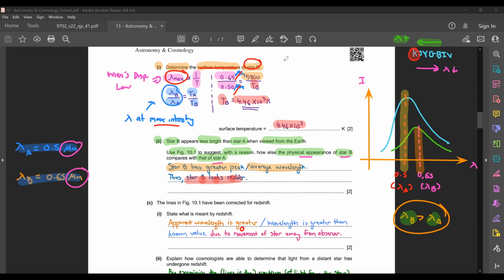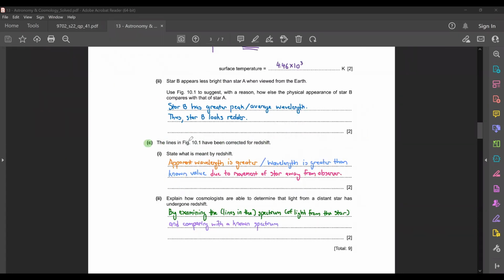All right. Now, moving on to the last part of your question in part C, the lines in figure 10.1 have been corrected for redshift. State what is meant by redshift. Redshift is where the apparent wavelength observed is greater, or you could also say that the wavelength is greater than the known value that you get from the laboratory, due to movement of the star away from the observer. So for your first point, either you say apparent wavelength is greater or wavelength is greater than the known value. And then for your second point, you say this is due to the movement of the star away from your observer. This is what redshift actually is.